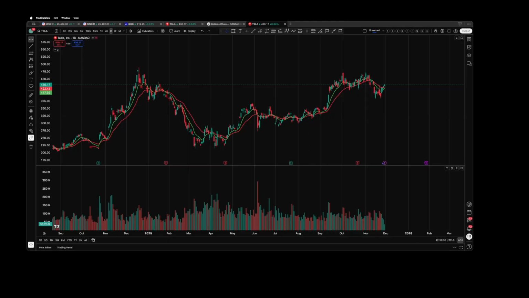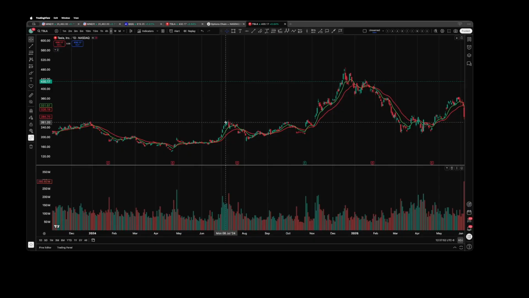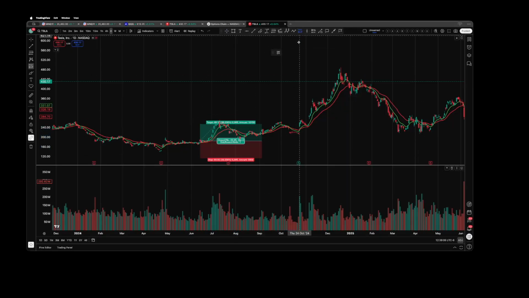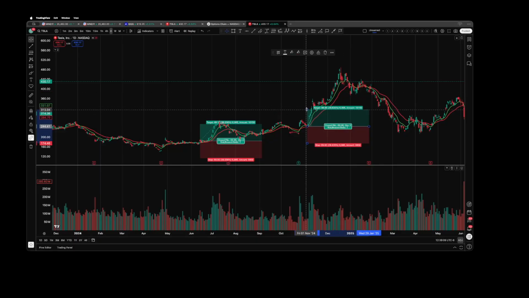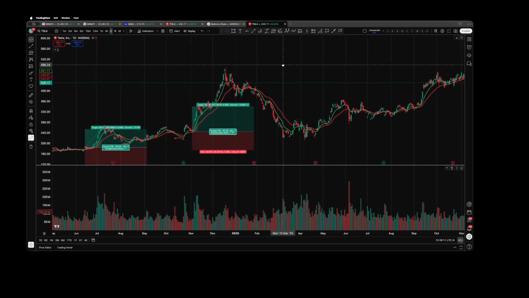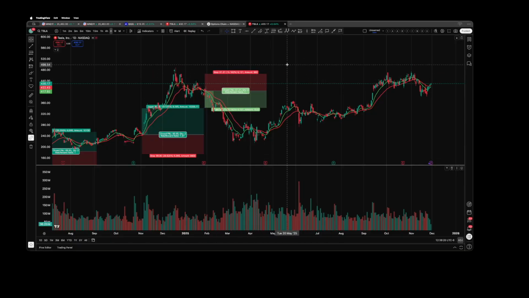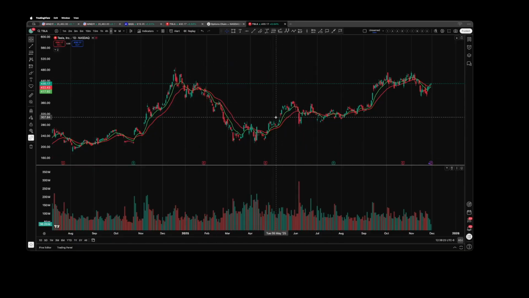And yeah, if you look at this, it has given multiple good opportunities. This one was a good opportunity, and you could have taken a long position here. You could have taken a long position here, and it depends on how much risk reward you want to take, and you can take a short position here. So yeah, you can play with this indicator.